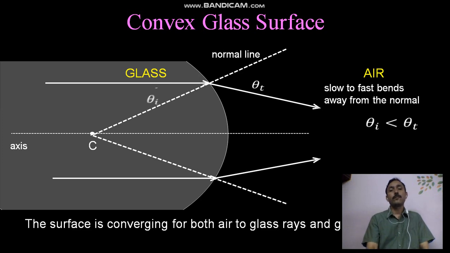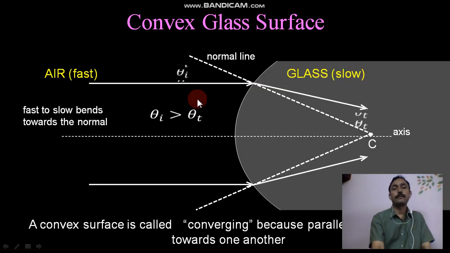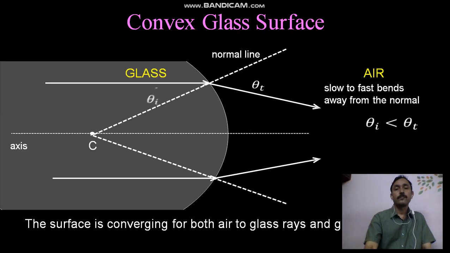So here the light is converging towards the axis, and from this way it is also converging towards the axis. So the surface is converging for both air to glass rays and glass to air rays. Here you can see from air to glass it is converging at this point C, along the axis. It is going to converge in the glass medium. Here, when light is coming from glass to air, it is going to converge in the air medium along the axis.